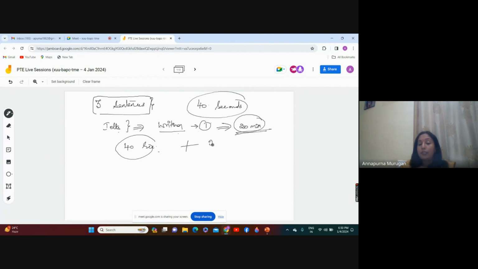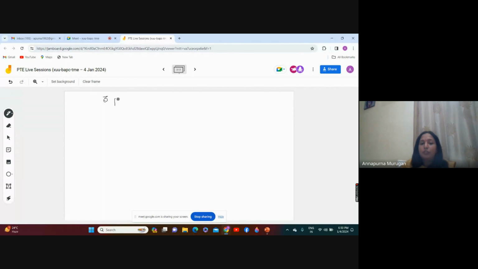Plus 25 seconds for your understanding. Totally not even 1 minute. Not even 1.5 minutes; approximately 1 minute 5 seconds we will have. Within that, you need to understand the graph and also present it back, which is very, very, very challenging. That's the reason, as soon as you see the graph, don't just wander around or try to see anything and everything. Remember 3 points that you need to check out.